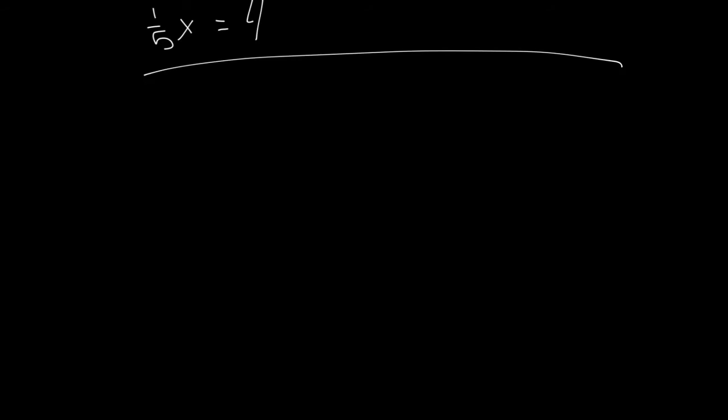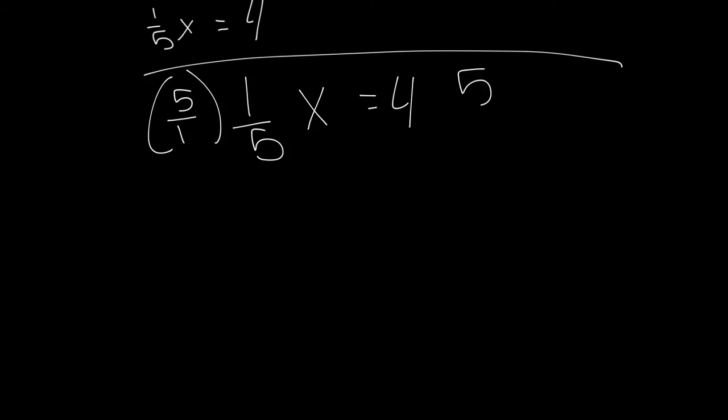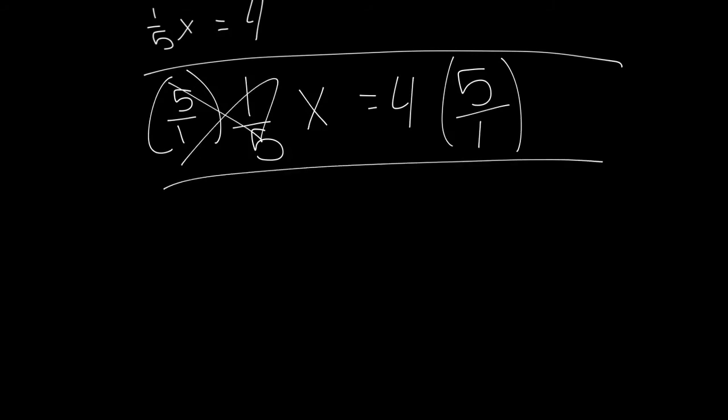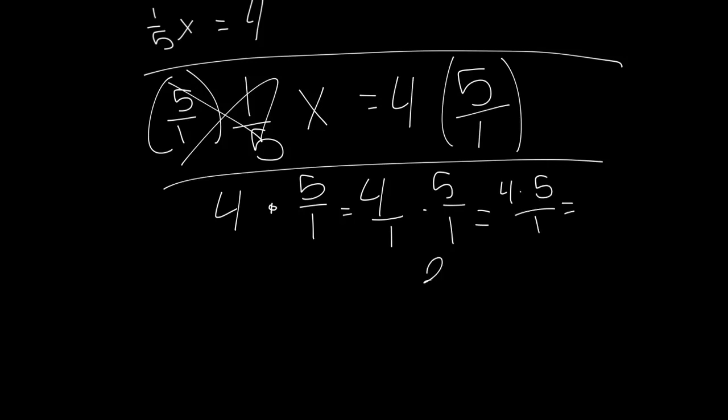Then, to multiply, you would do 1/5 times x equals 4. And then you would do 5 over 1, because that's its reciprocal. And then you put that in parentheses and cross this out. And then you would do 4 times 5 over 1. And then 4 is 4 over 1, so 4 over 1 times 5 over 1 equals 20 over 1 equals 20.